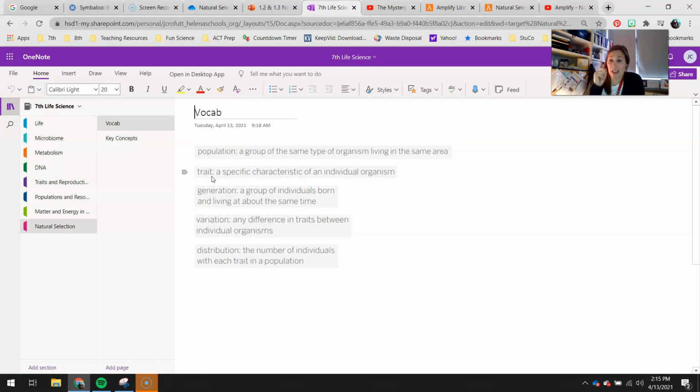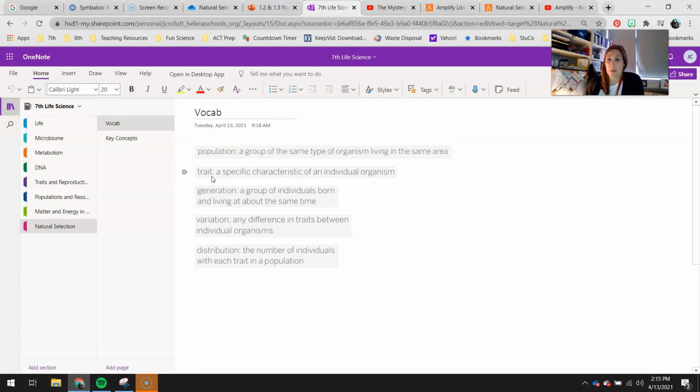If we're looking at eye color as our trait, we have different variations such as blue eyes, brown eyes, green eyes, hazel, you name it, all the different variations. And then finally, distribution is the number of individuals with each trait in a population. So if I were to look at all the kids in my classroom and count how many had brown eyes versus blue eyes versus green eyes, that would be my distribution.